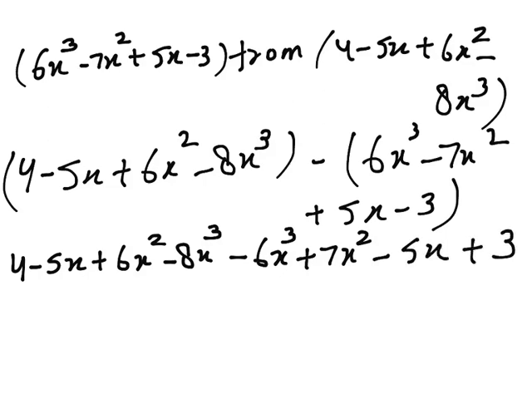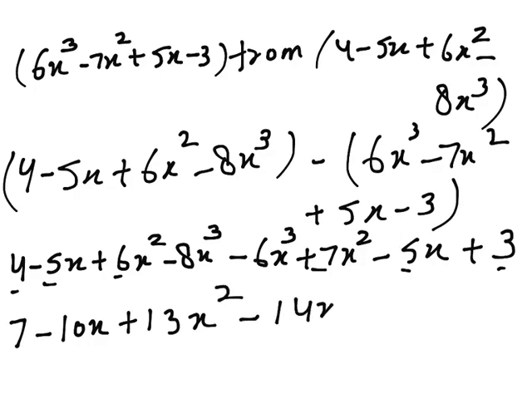So now let's start with collecting like terms. Here 4 and 3 constant terms will give 7. Minus 5x and minus 5x will give us minus 10x. 6x square and 7x square will give us 13x square. Minus 8 and minus 6 will give us minus 14x cube. So the subtraction of these two expressions will be this.